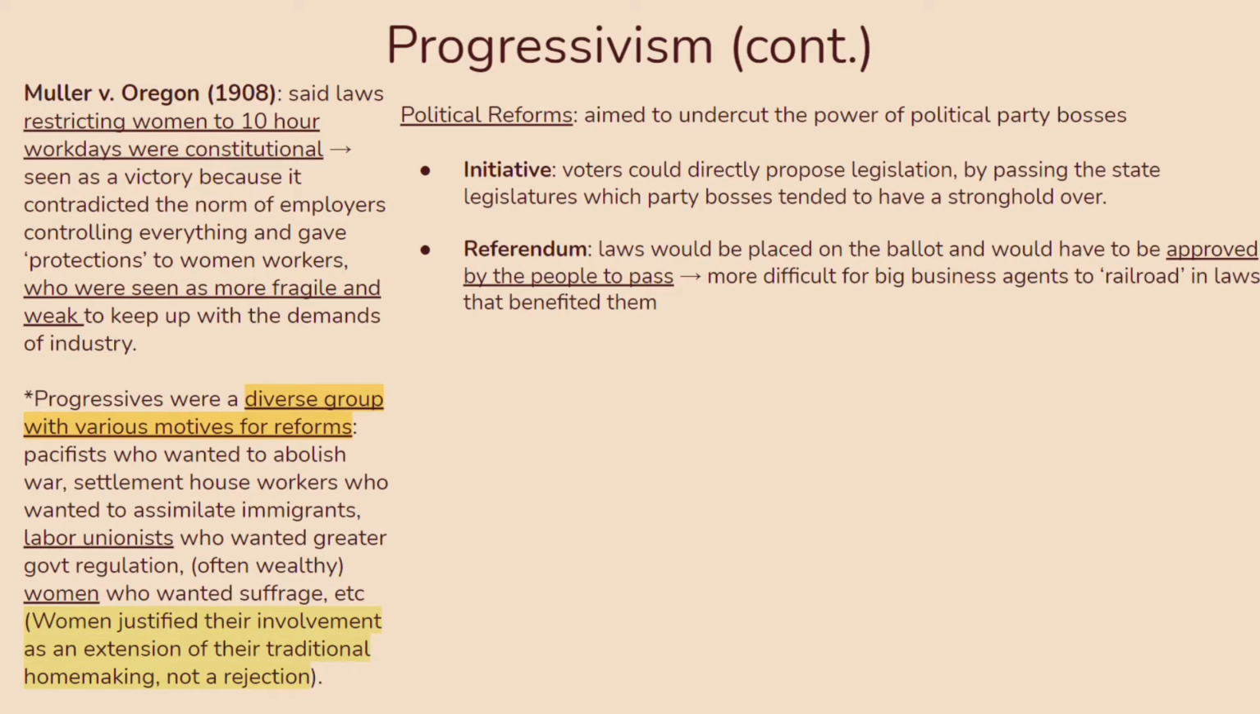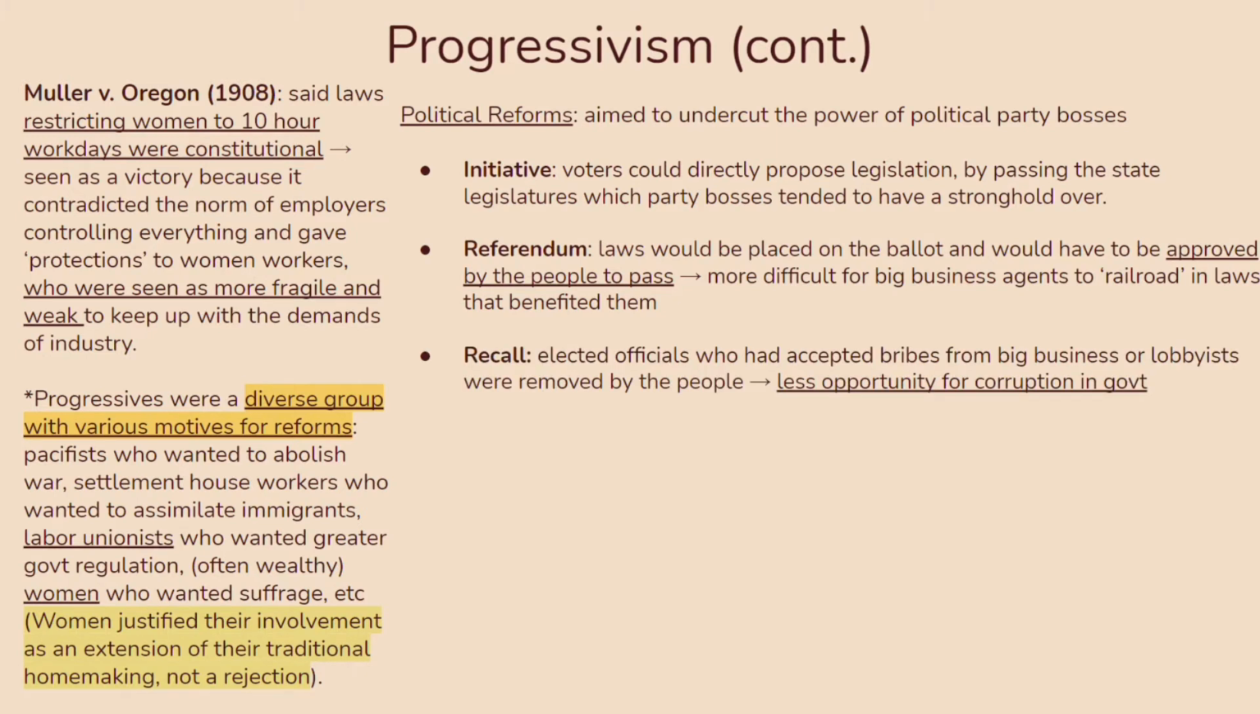You also have the recall, where elected officials who had accepted bribes from big business or lobbyists could be removed by the people. In other words, they could be recalled, like a product is recalled because it's faulty. Same thing with elected officials. So this means that there's less opportunity for corruption in government.